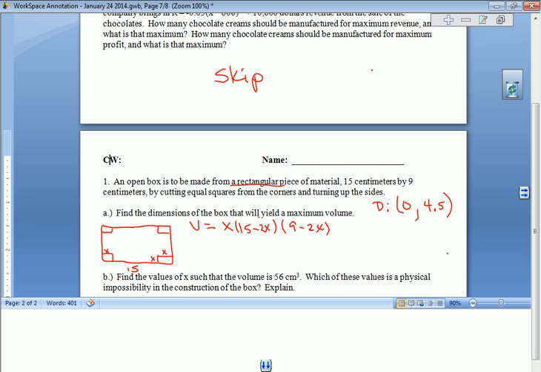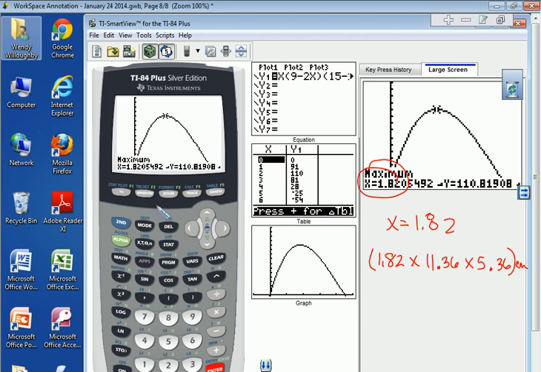I cannot zoom out far enough to see this. Really? Did you set the window? Oh, it's 1.82. Yes. Look at that.